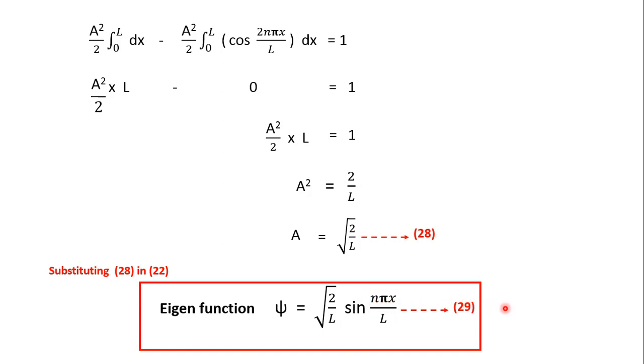that n is equal to 1, 2, 3, etc. We will not get n is equal to 0, because when n is equal to 0, psi is equal to 0, and if psi is equal to 0, that means the particle doesn't exist. So we will not have n is equal to 0. Then we will take values 1, 2, 3, etc.